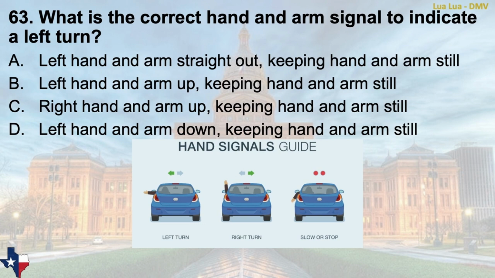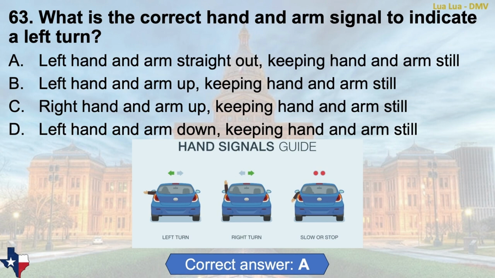Left hand and arm straight out, keeping hand and arm still. B. Left hand and arm up, keeping hand and arm still. C. Right hand and arm up, keeping hand and arm still. D. Left hand and arm down, keeping hand and arm still. The correct answer is A. Left hand and arm straight out, keeping hand and arm still.